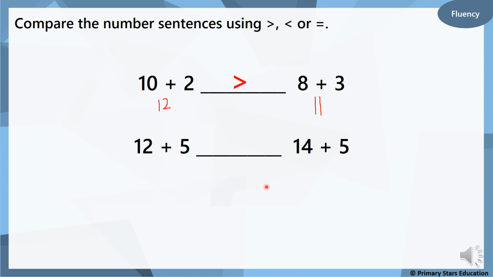We've got 12 plus 5 and 14 add 5, sorry. And again, I'm going to make sure I write down the answer underneath. So I'm going to put 12 in my head. Use your counters if you need to. And I'm going to count on 5. So I've got 12 in my head, 13, 14, 15, 16, 17.